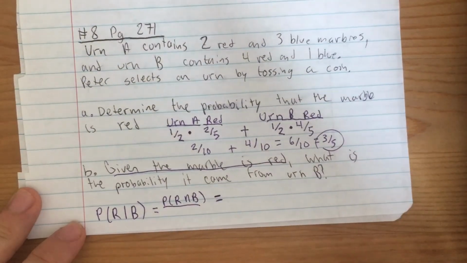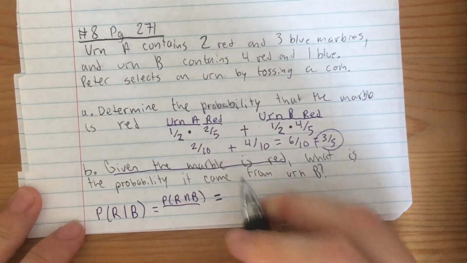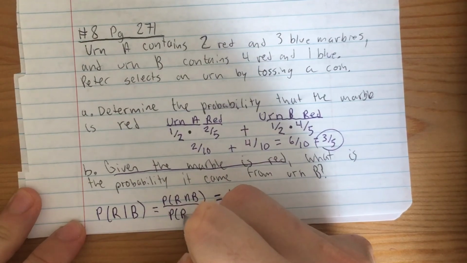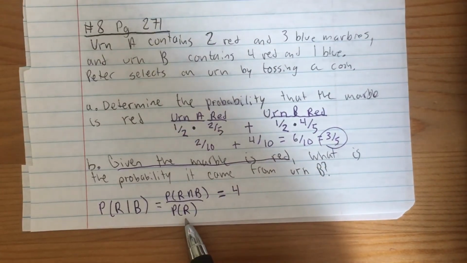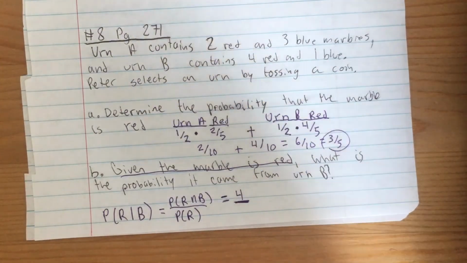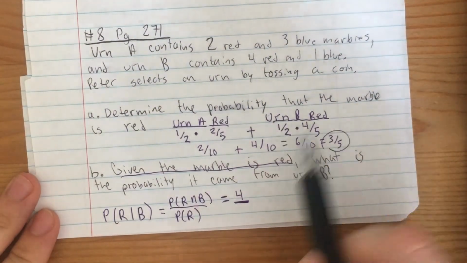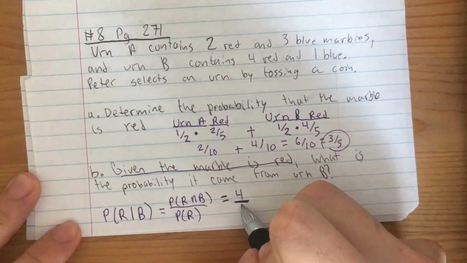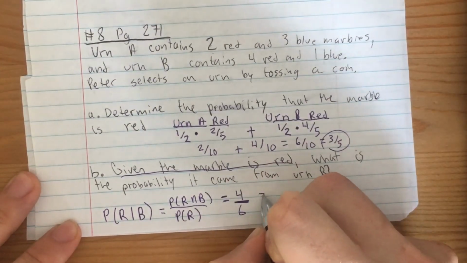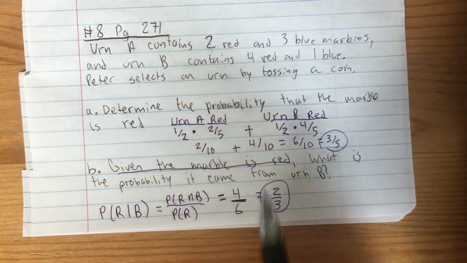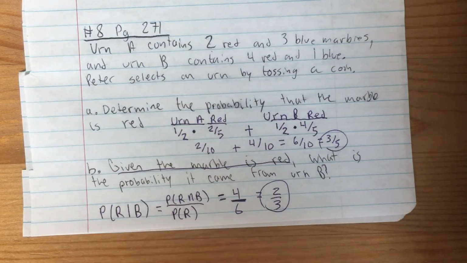And there are 4 reds in there. So we're going to say 4. And then the probability of it just being red in general establishes the number of reds, our denominator. So we've got 2 reds and 4 reds, 6 reds total. So that's going to give us a 2/3 chance, if we know that the marble is red, that it came from urn B.